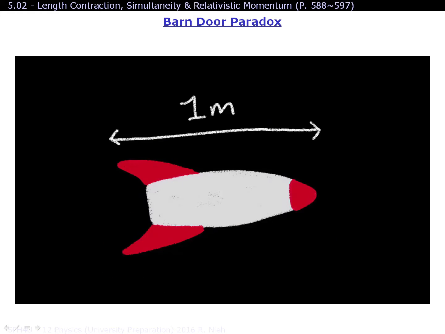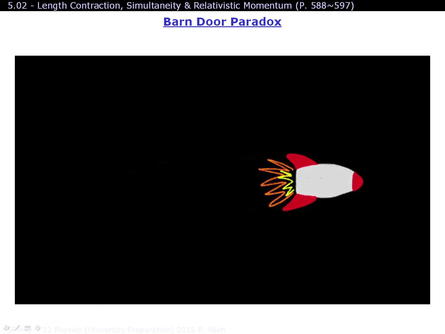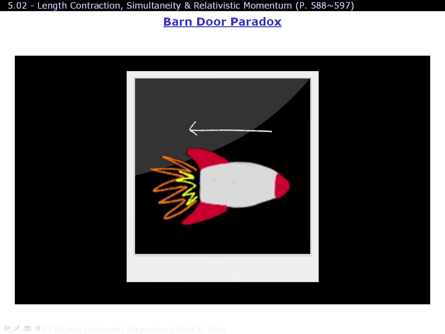If you fire a meter-long missile at close to the speed of light and take a snapshot of it in mid-flight, it will actually measure to be less than 1 meter. By how much depends on how fast it's going.